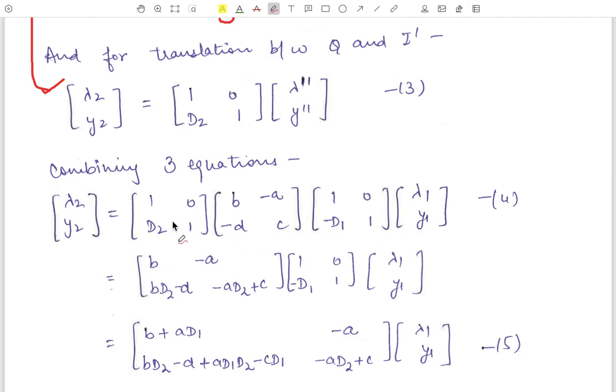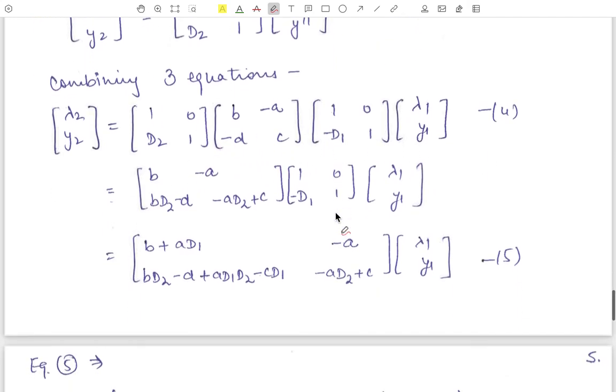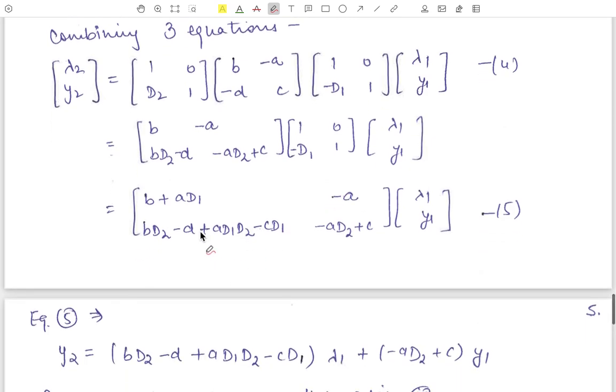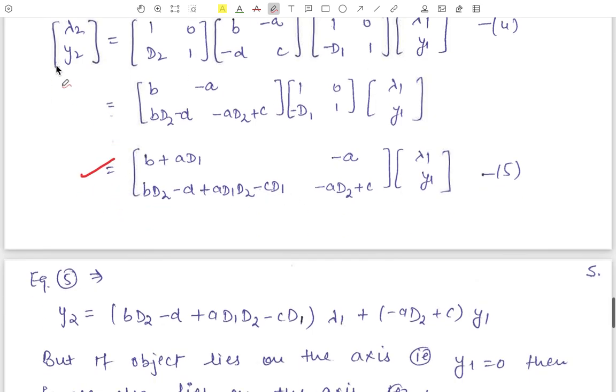We will open this product of these three matrices and we will get the matrix B plus A D1, minus A, B D2 minus D plus A D1 D2 minus C D1, minus A D2 plus C, and into lambda 1 y1. Again from this equation we will find out the value of the y2 coordinate. This y2 will be equal to this term into lambda 1 plus minus A D2 plus C into y1.